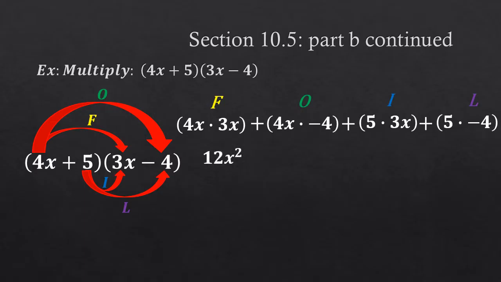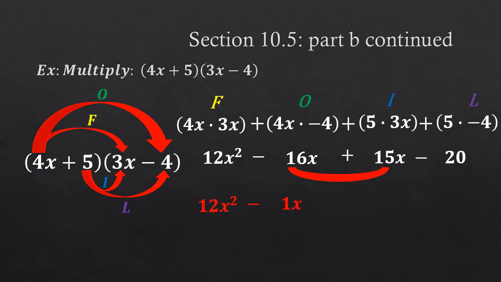4x times 3x is 12x to the second. Positive 4x times negative 4 is negative 16x. Positive 5 times positive 3x is a positive 15x. And positive 5 times negative 4 is a negative 20. Once again, we do have like terms in the middle, so drop the first term down, combine the two innermost middle terms, which is going to give you negative 1x because you subtract and keep the sign of the larger number. Bring down your negative 20, and you'll be finished.